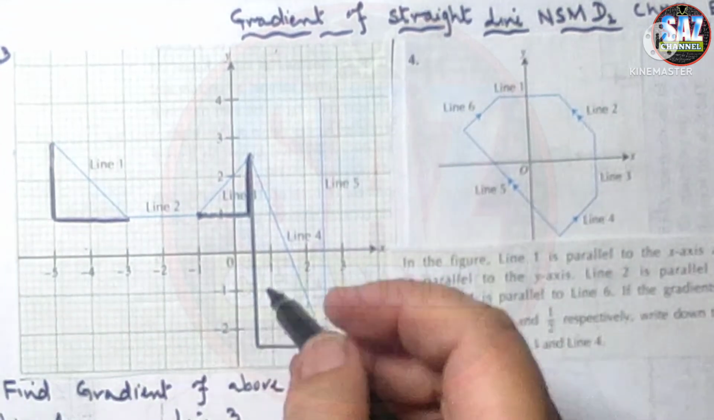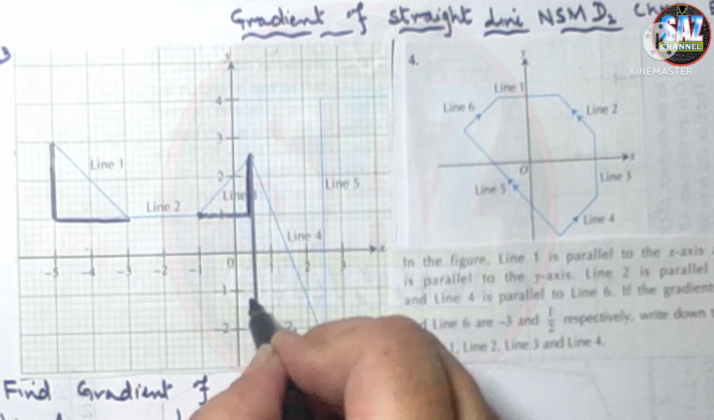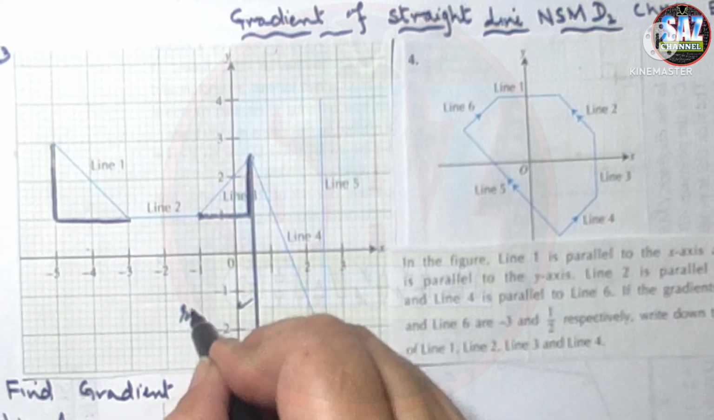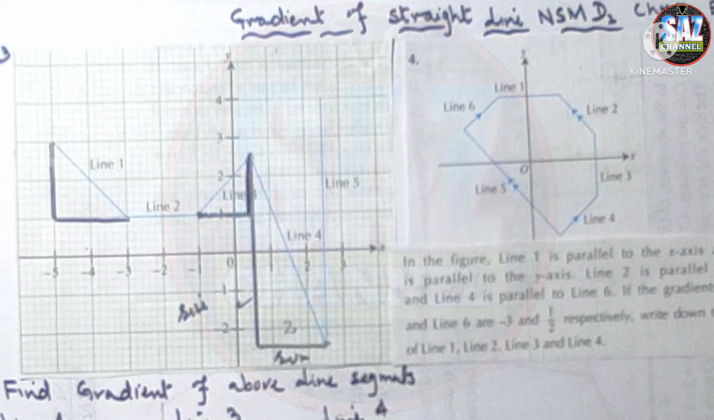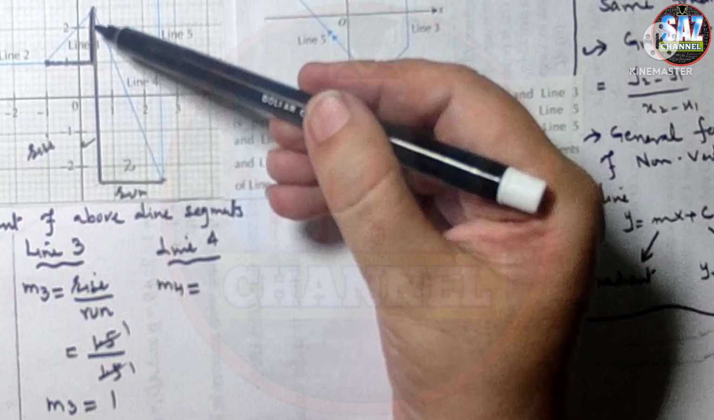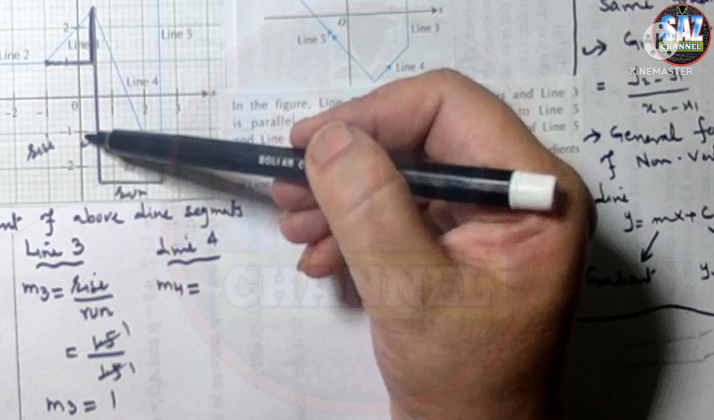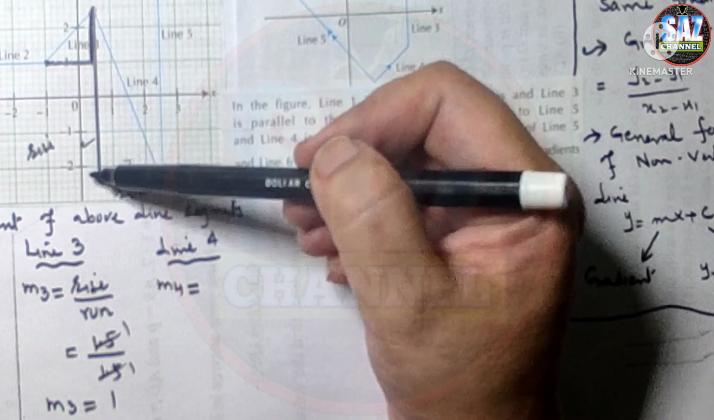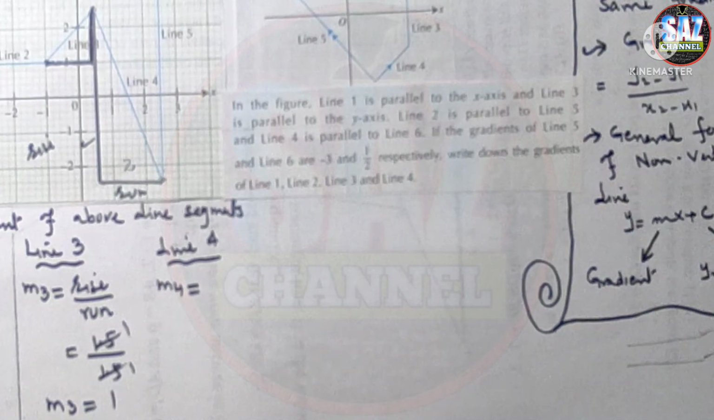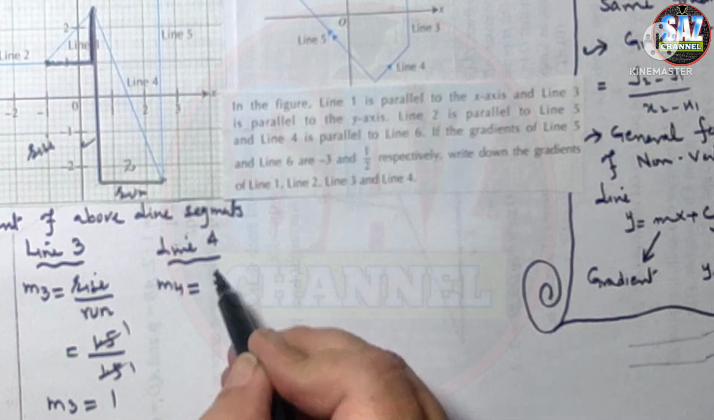This is rise side, and this is run side. Okay, in the rise side, how many blocks? From 1 to 2, this is 1, 2, 3, 4, and 0.5 and 0.5. This will give me 5 full blocks.